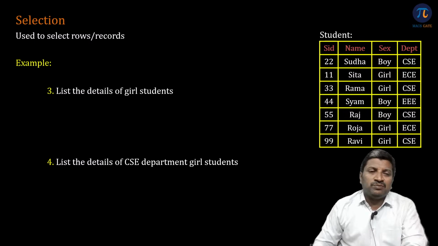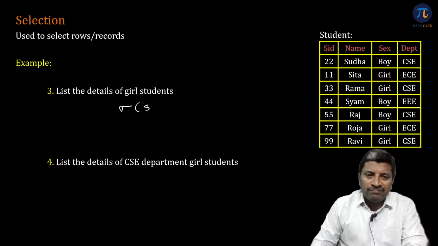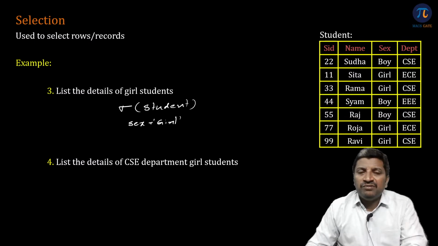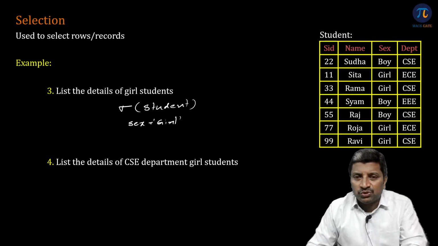Let us do one more example. List the details of girl students. What does it mean? Sigma of Student. Now we know the gender, so gender equals girl. Right? So in this case, we will get the details of all the girl students. What are the girl students we have?